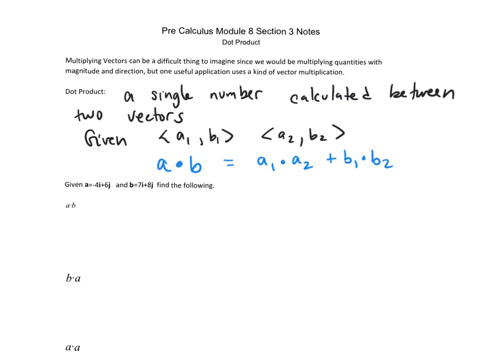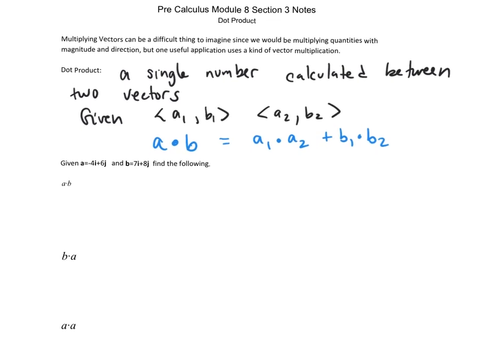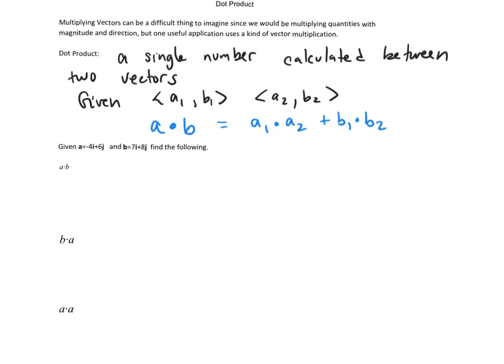So if we look at these two vectors as an example, if we have vector A, which is negative 4i plus 6j, or if we want to write it in our other notation, recall that's just simply negative 4 and 6. And then B is 7i plus 8j, and that's simply 7 and 8. If I want to find the dot product, A dot B, then that's simply negative 4 times 7 plus 6 times 8.